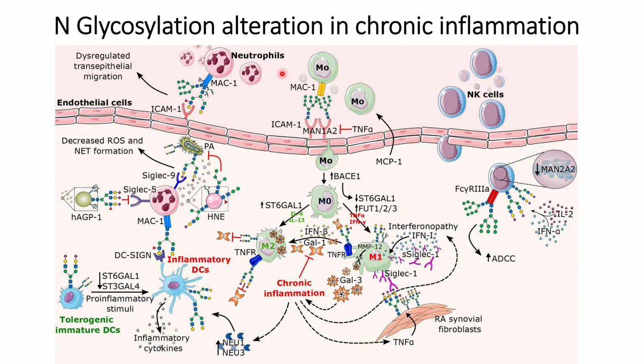So I hope you got a basic idea of how the N-glycosylation alteration occurs in the basic innate immune cells, such as neutrophils and macrophages. In M1 macrophages, there is a lack of sialylations, and in the case of M2 macrophages and NK cells, there is upregulation of sialylations. If you need to understand more about N-glycosylation alterations in chronic inflammation in detail, you can go through the reference provided in the description.